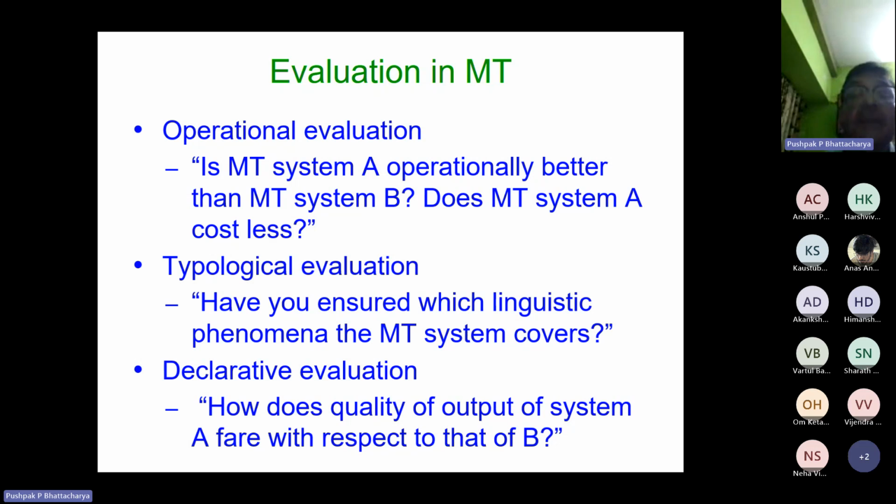Okay, so again, does the system cost less? Does A cost less than B? That is easy to determine from the charges involved. What linguistic phenomena A handles which B doesn't? Difficult. And are the qualities of the output comparable? This is through BLEU score.